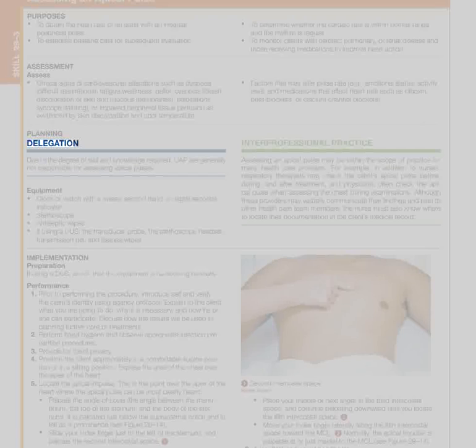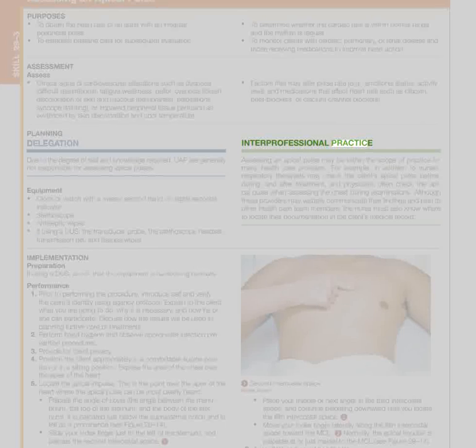Planning. Delegation. Due to the degree of skill and knowledge required, UAP are generally not responsible for assessing apical pulses. Equipment: clock or watch with a sweep second hand or digital seconds indicator, stethoscope, antiseptic wipes. If using a DUS: the transducer probe, the stethoscope headset, transmission gel, and tissue/wipes.